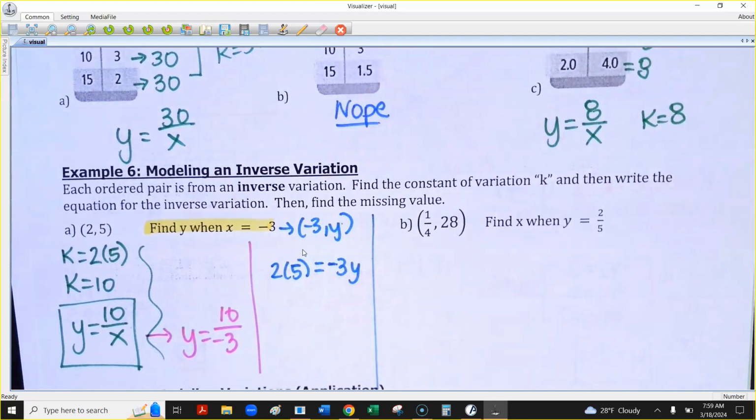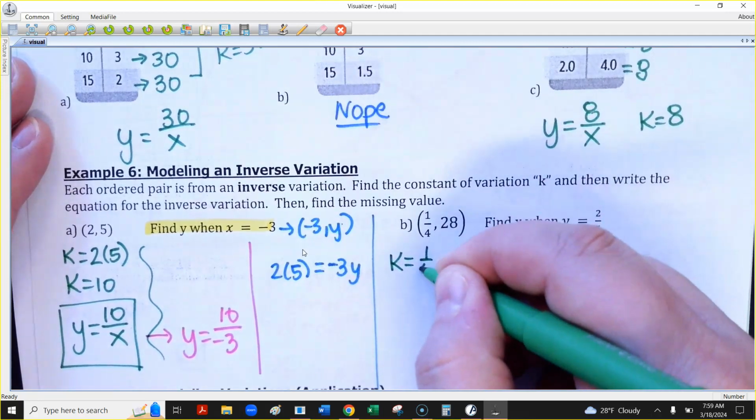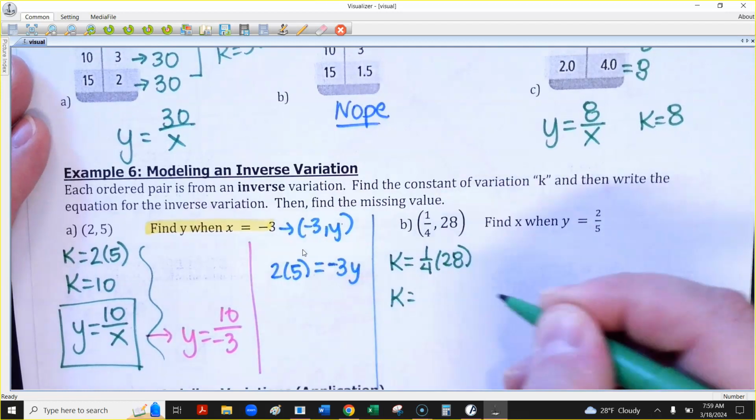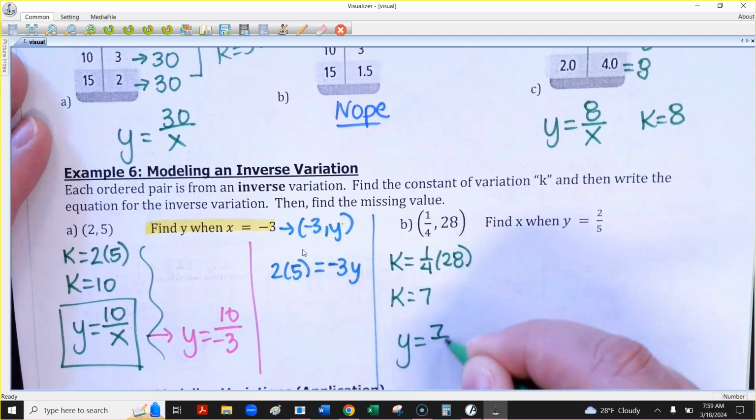Okay, so then for this guy, again, if you have an inverse variation, you're just going to take x times y. So what do I get if I take 1/4 times 28? Anybody know? It's a nice number. 7, for sure. All right, so this would be y equals 7 over x.